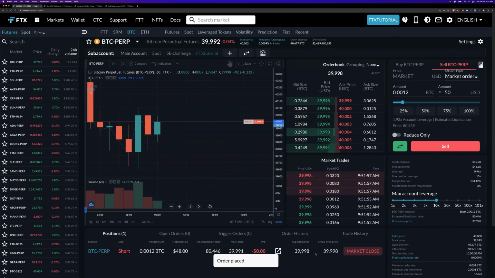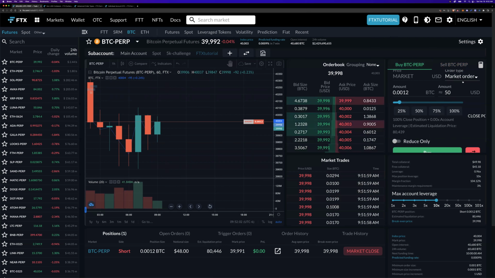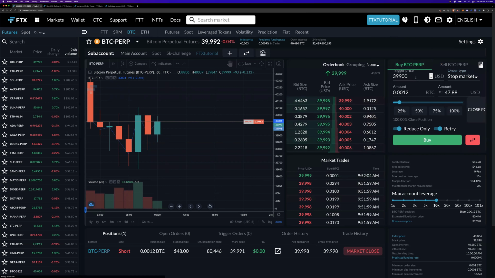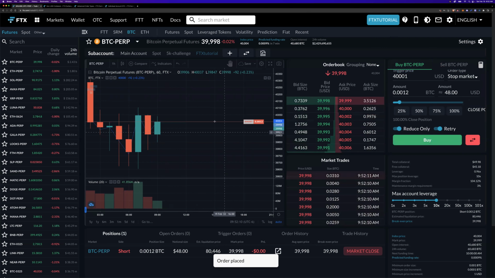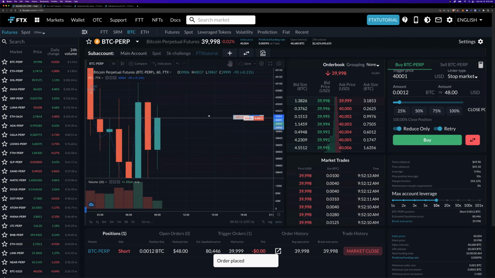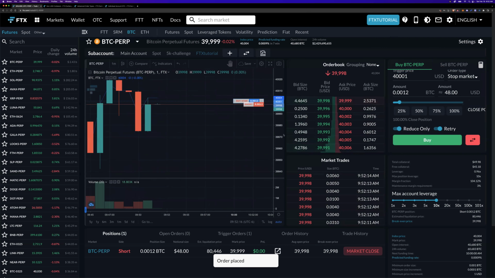So the market order gave me an average open price at 39,998. Now, if I don't want to incur a loss higher than, let's just say, $40,001, that's what I'll do. I'll place a stop market order right there. As you can see, my order is placed right there at $40,001. That means if price spikes up beyond $40,001, it has to stop me out.